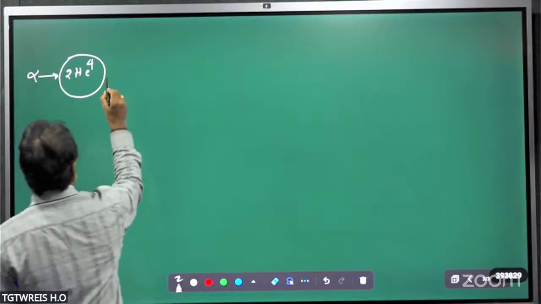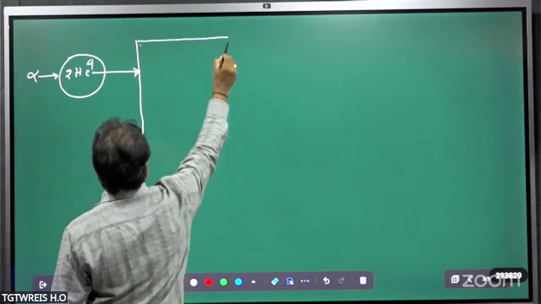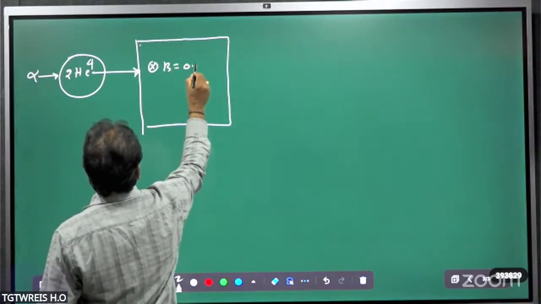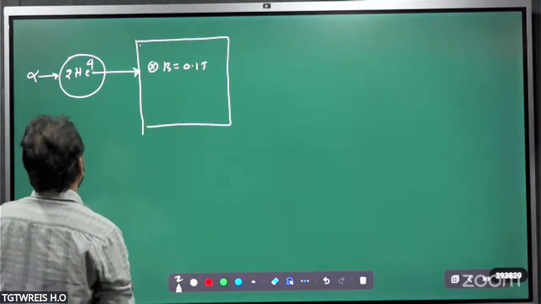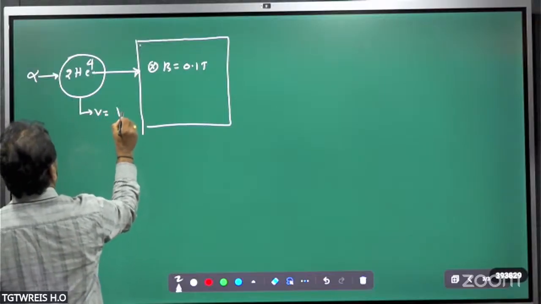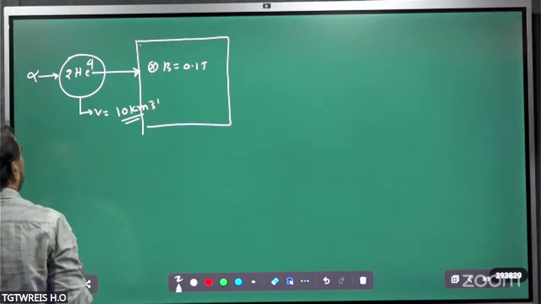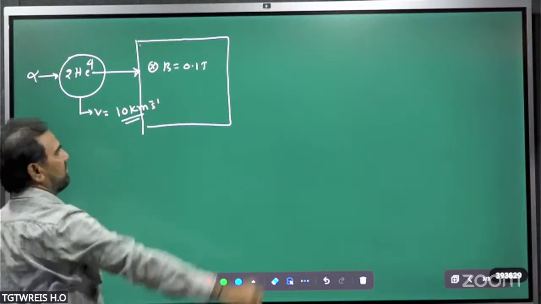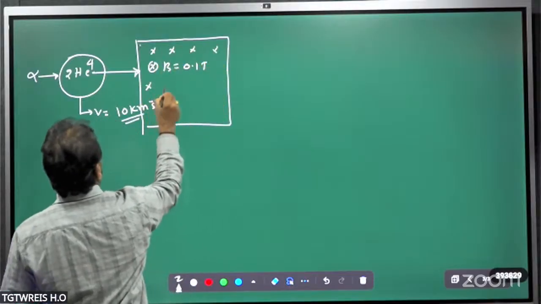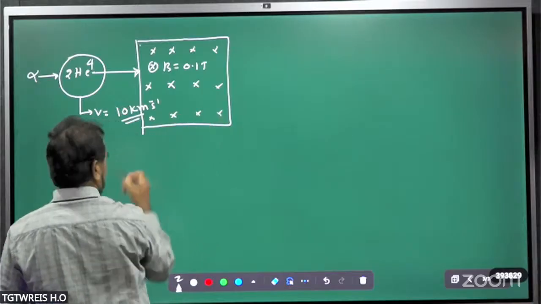When an alpha particle is projected perpendicular to the direction of the magnetic field, like this, magnetic field B into the plane, that is B is equal to 0.1 Tesla, which is projected with a velocity of V is equal to 10 kilometers per second. Then find the force experienced by the charged particle in the magnetic field. This is the region of magnetic field.